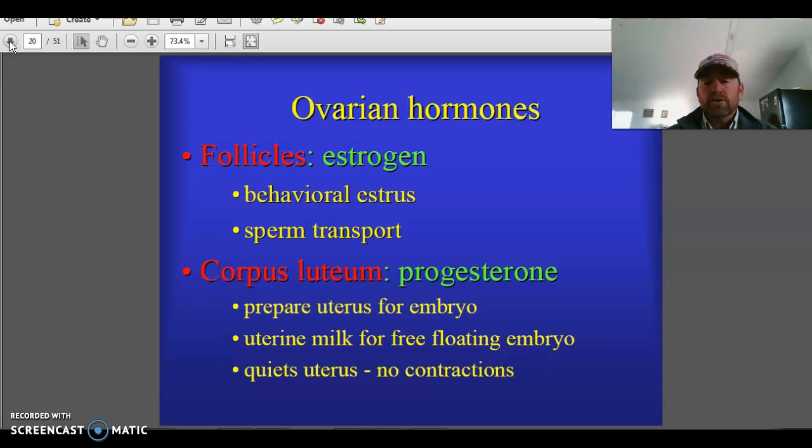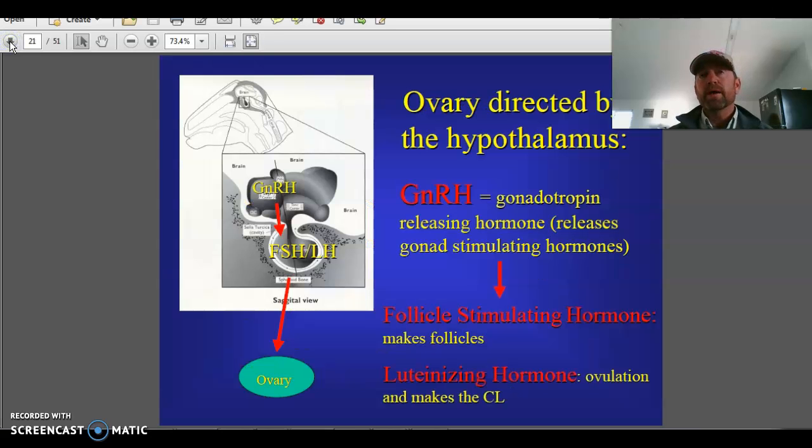All right, so here's our follicle. Follicle produces estrogen that changes the behavior. It helps for sperm transportation. The corpus luteum is our progesterone-producing body, or P4, prepares the uterus for the embryo or for pregnancy. It creates an uterine milk for that free-floating embryo. It also quiets the uterus from contractions, and it produces a thick progesterone-based plug that blocks the cervix so no foreign material can get in and cause disease or elimination of that pregnancy.